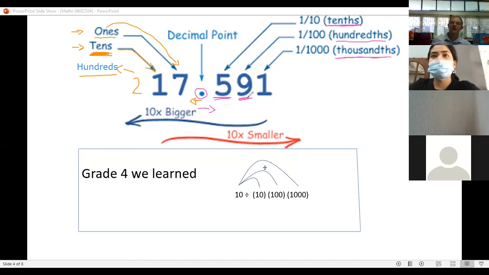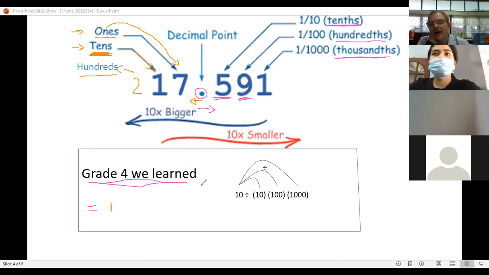So for us to explain how decimals work, we look at what we learned in grade 4. What did we learn in grade 4? Okay, let's start. What is 10 divided by 10? 10 divided by 10 equals 1.